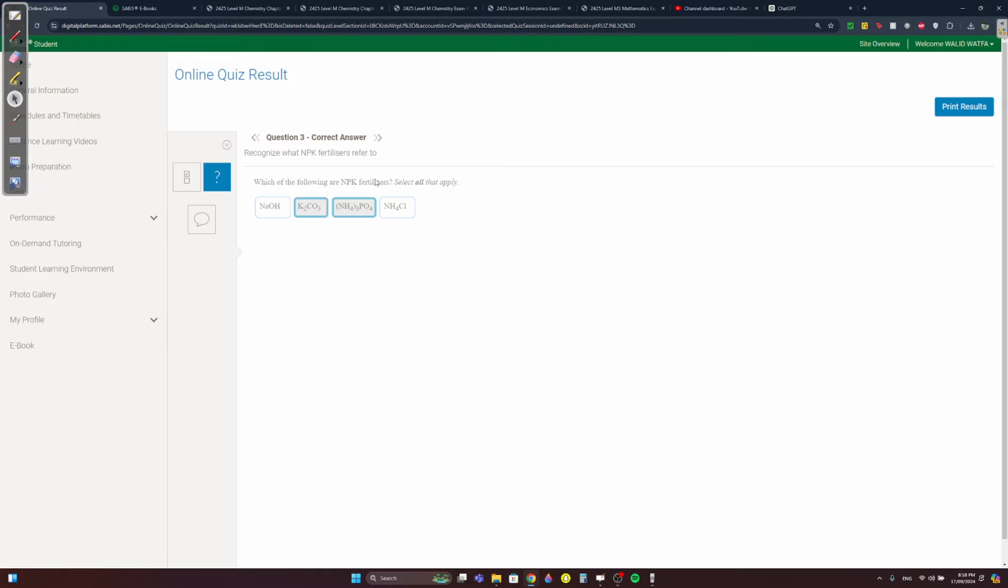Which of the following are NPK fertilizers? NPK stands for nitrogen, phosphorus, and K is potassium. I'm sure you know the symbol for potassium is K. Is it this one? No, there's no nitrogen, no phosphorus, no potassium. Here there's potassium. Here there's ammonium phosphate. Here it's ammonium chloride, which is not a fertilizer.